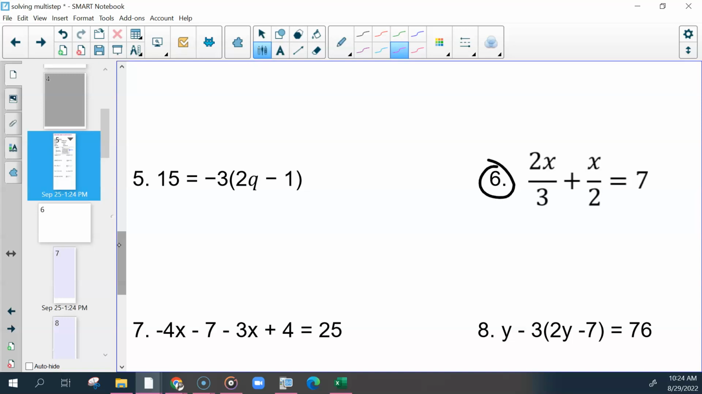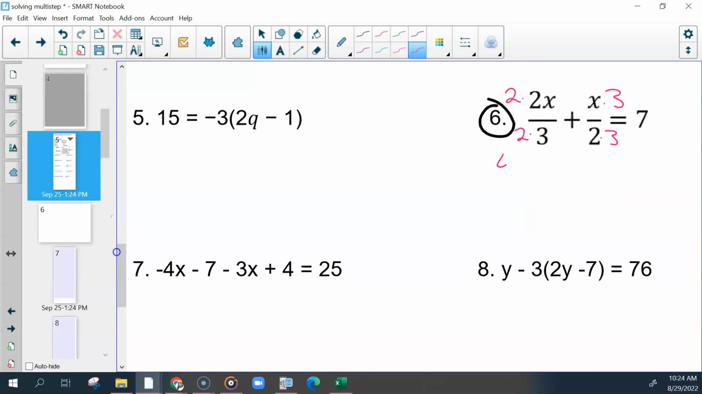6. So if I were to make these both 6, I would need to multiply this by 2 and this by 3. But with fractions, what you do to one piece of it, you have to do to the other piece of it. So if I do this to the denominator, I can do this to the numerator. And same thing here. So then it's going to change. This will become 4x over 6 plus 3x over 6.